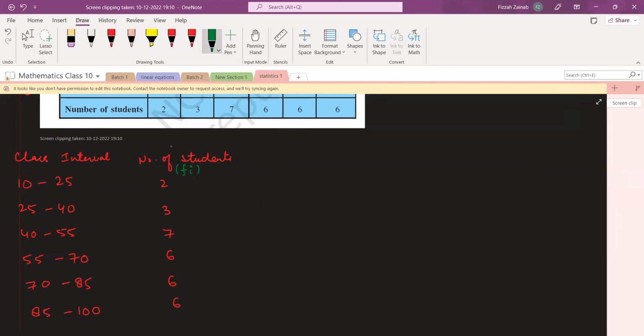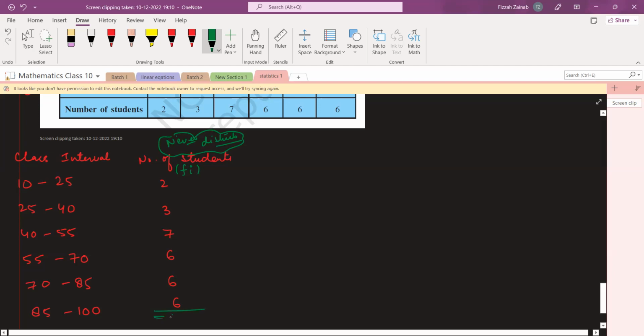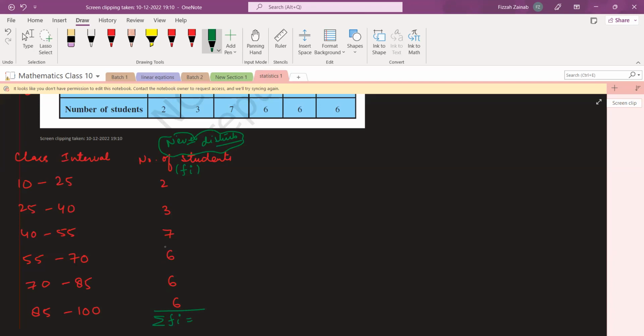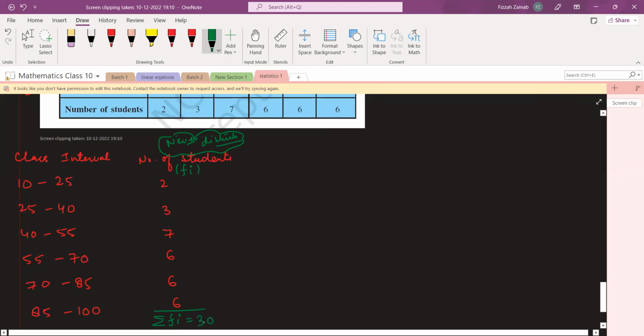Now never disturb this Fi. This is just for your understanding; don't write it. Never disturb means you can just make a bubble and write like this. You will never disturb your Fi, just write it and do the summation because you will be needing it. So summation of Fi, just add all the values. 2 plus 3, 5, and 7 is 12, 12 and 6 is 18, 18 and 6 is 24, 24 and 6 is 30. So I'm getting 30.